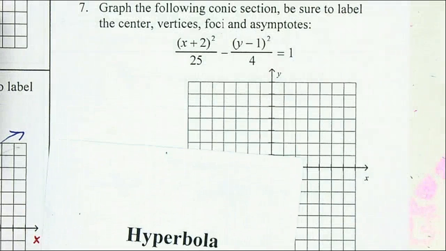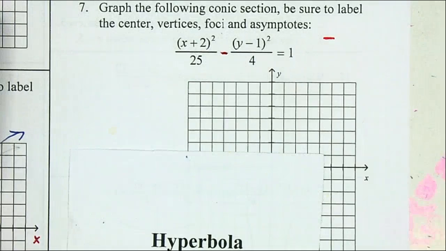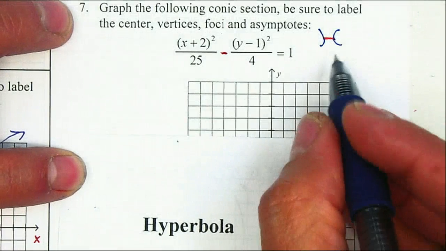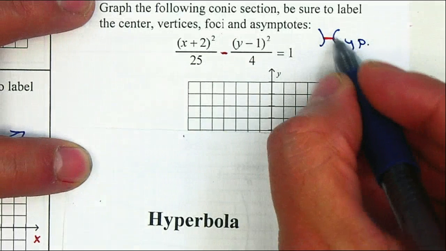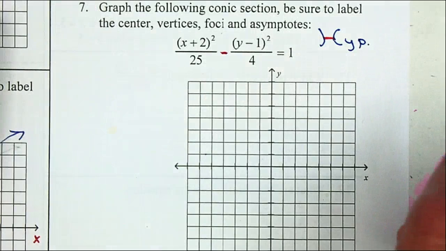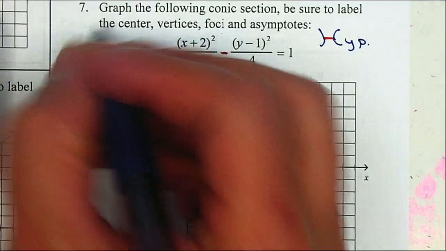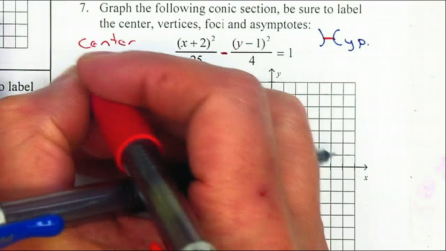Remember, the way that I memorize if it's a hyperbola: if there's a minus, I just think of that as the little bar for the H, hyperbola. And it also helps me to remember what the hyperbola looks like. So first, I need to be able to find my center. To be able to find your center, that'll be your H and your K.